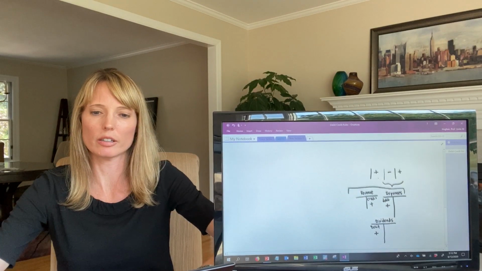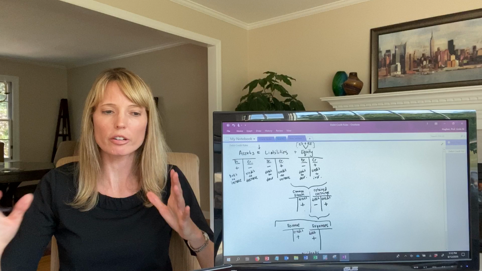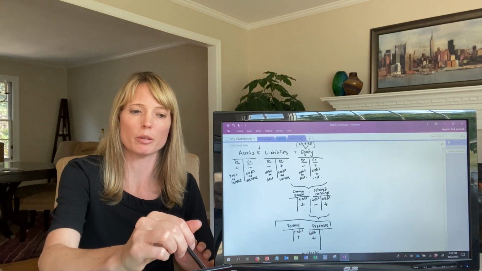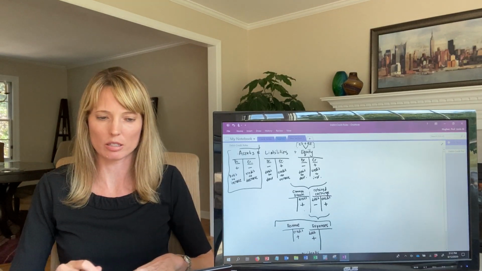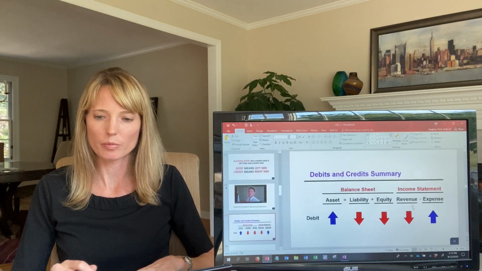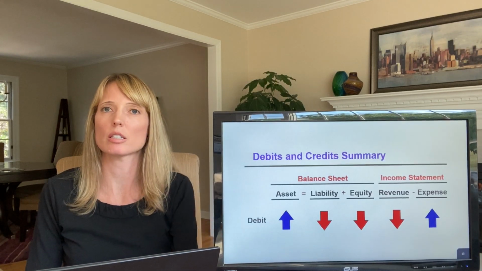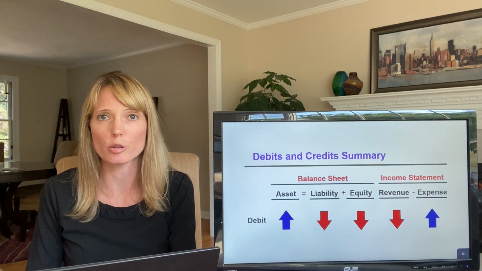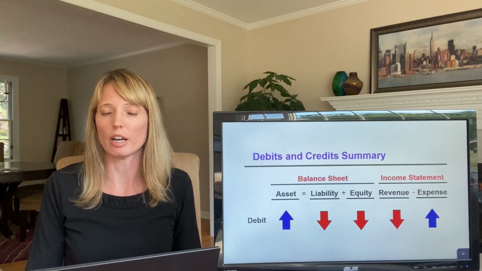So there's a lot here, but it's critical. There is some logic to it. Once you remember one item here, everything else flows and makes sense. Let's come back to this summary because it's incredibly important. What does a debit do? It increases assets and expenses, also not shown here, also dividends, and a debit decreases liabilities, equity, and revenue.